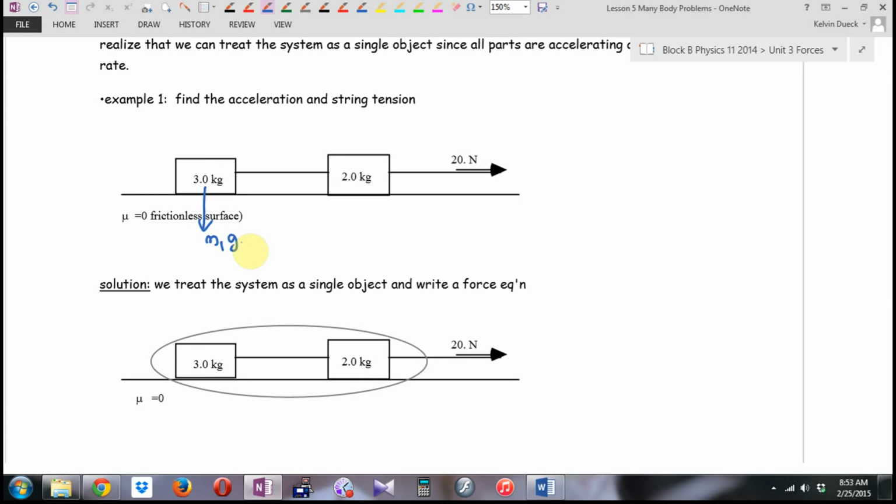Is it sinking into the ground like quicksand? Is it flying into the air like Superman? So there's a normal force, and since it's mass 1, I'll call it normal force 1, Fn1.